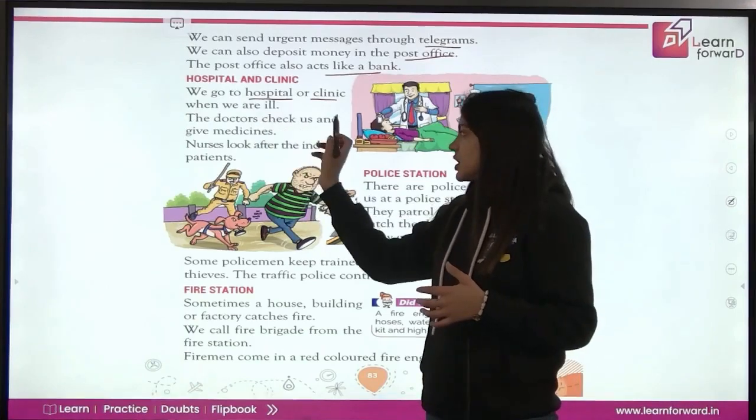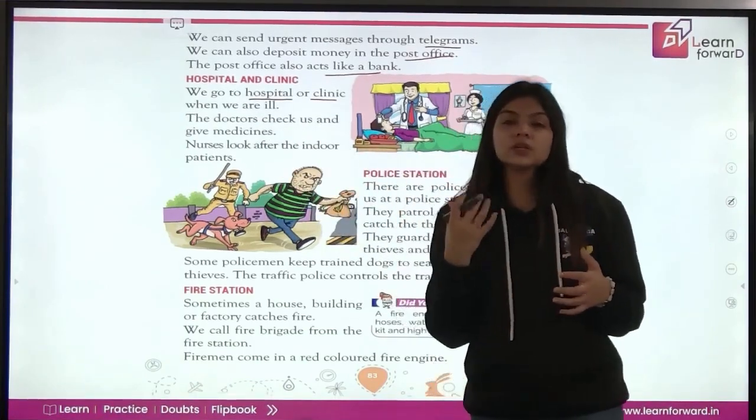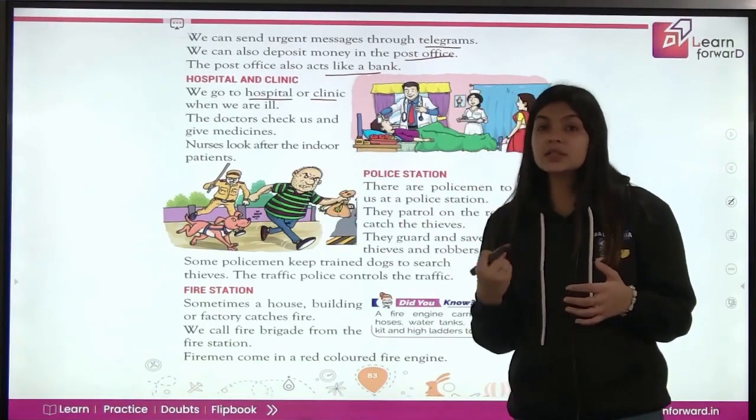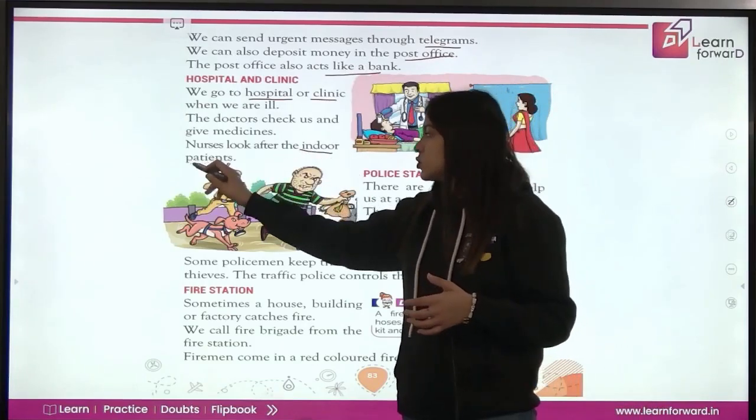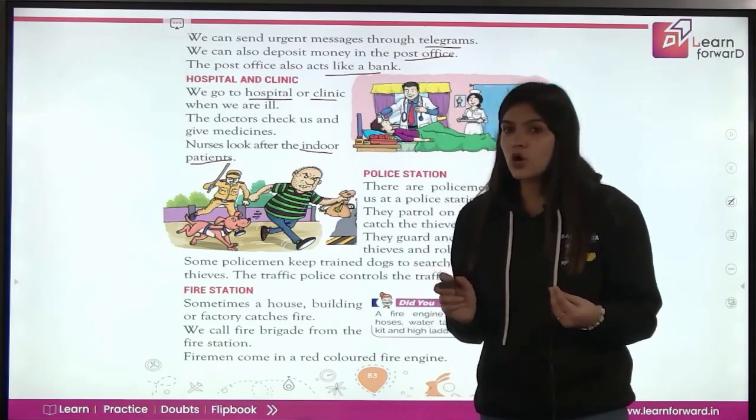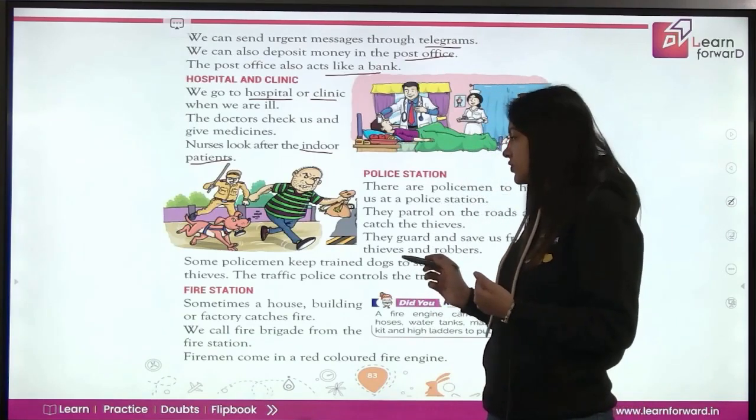The doctors check us and give medicine, and there the doctors check us, they treat us, they give us medicine. Nurses look after the indoor patients. So the patients who are admitted in the hospital, nurses look after them.